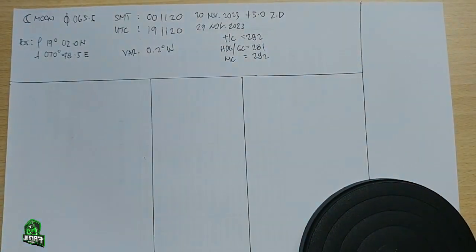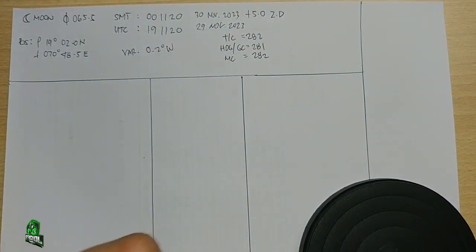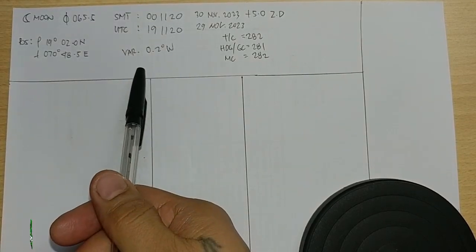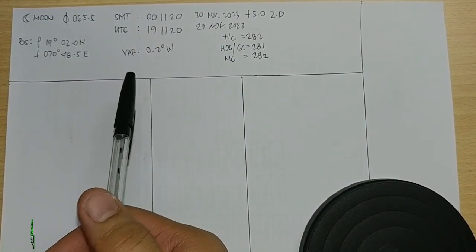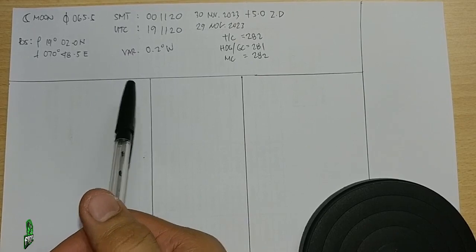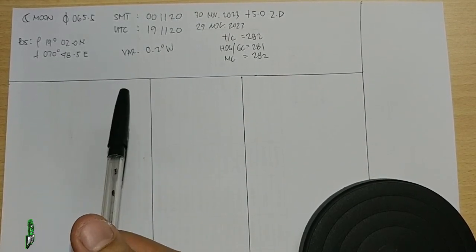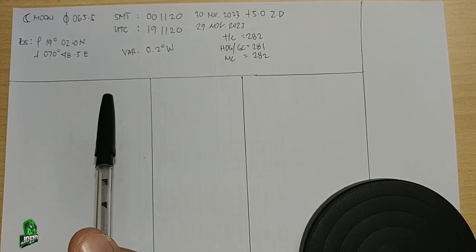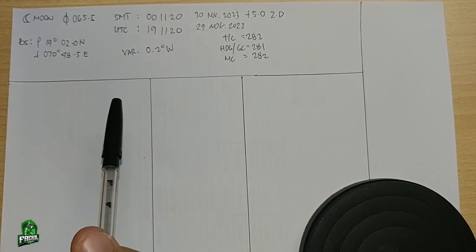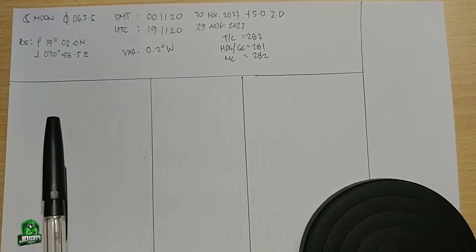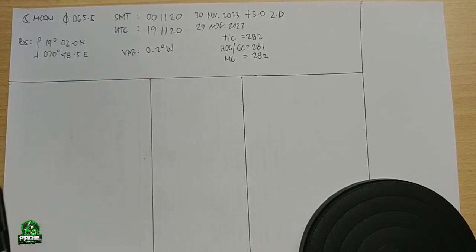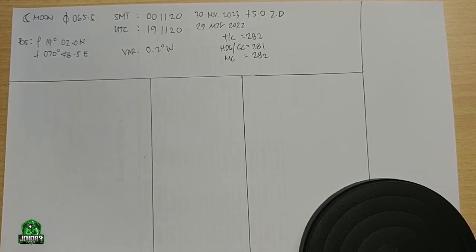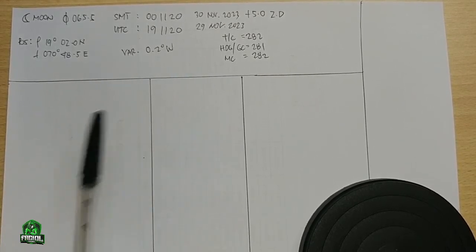0.2 degrees west. About variation, guys, I also have a video on how to solve it manually using the chart or using ECDIS. And if you have the variation in the GPS, you may take it from the GPS because the GPS is very updated. It depends on the captain, whichever you like, the chart or the GPS. Sometimes the captain likes the GPS because it is more updated.